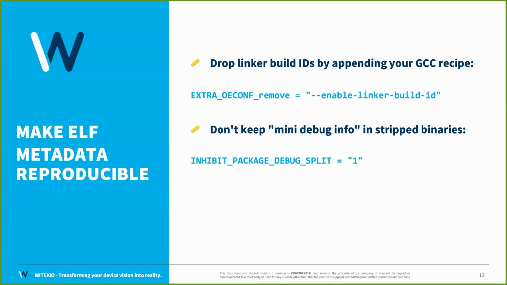But by default, there's still a debug symbol called, no, I don't have the name, sorry, which is symbolically called mini debug info, which points to the debug file, the full debug file. This behavior can simply be changed, inhibited, by setting inhibit package debug split to 1 inside your Yocto global configuration.